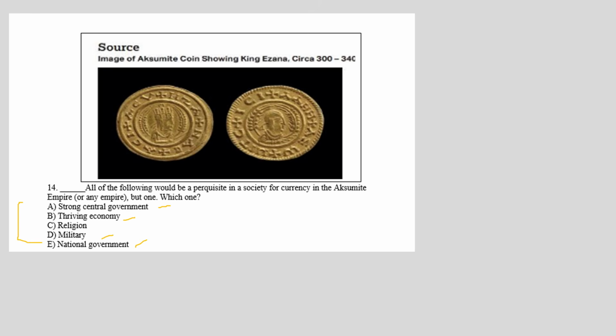Now notice you probably will see a similarity with regard to those two options there. But what I'm looking for here is religion is probably the one out of this list here that is not required for any particular empire. That would be not required for an empire. For an empire, you definitely want a military, you want to have a thriving economy and a strong government that can make laws or make sure that things are going to be protected.